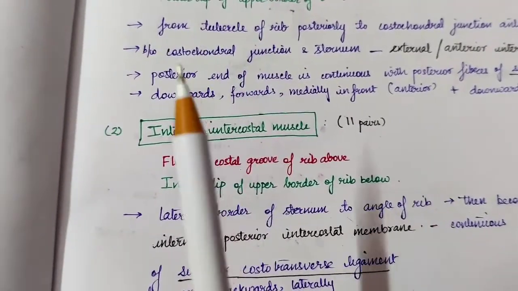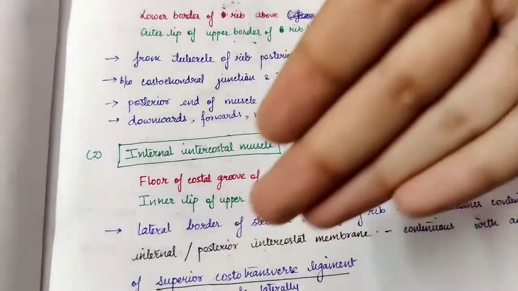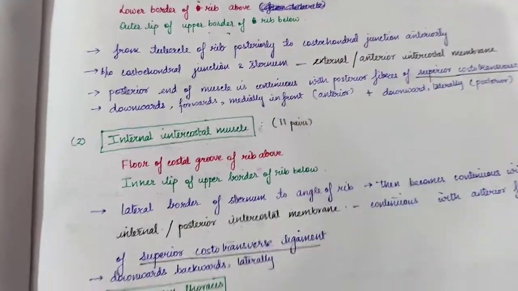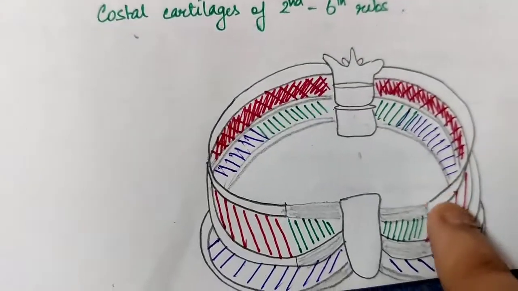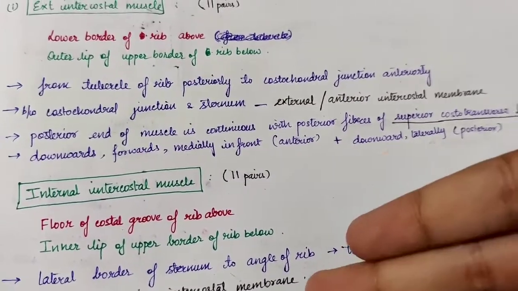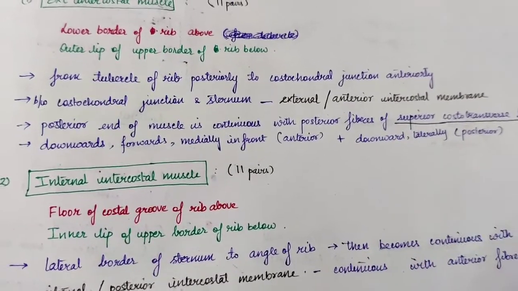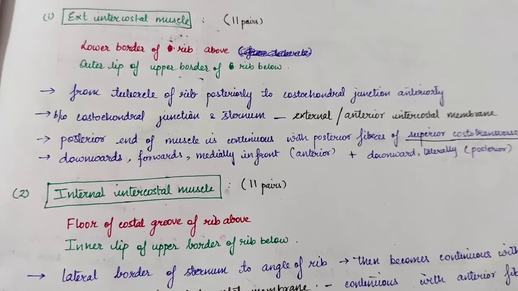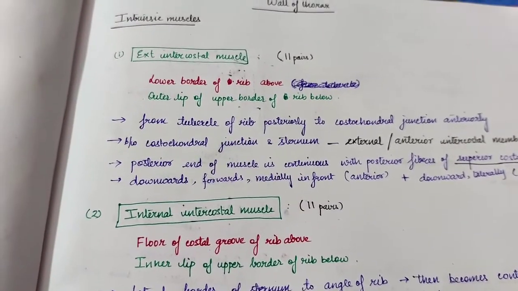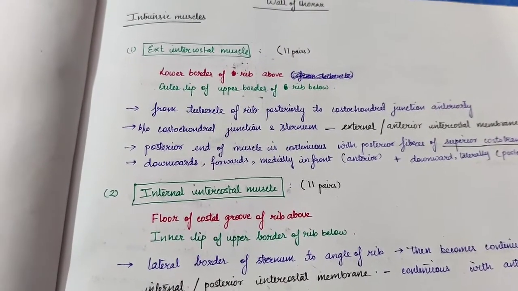Now what is the direction of the fibers? It is like when we put our hands in the pocket: downwards, forwards, and medially. If we go back and see it, it will go downwards and laterally. We have the same side, but we are just going back, so it becomes laterally. Those were the 11 pairs of external intercostal muscles, obviously, because those are present in the intercostal spaces.